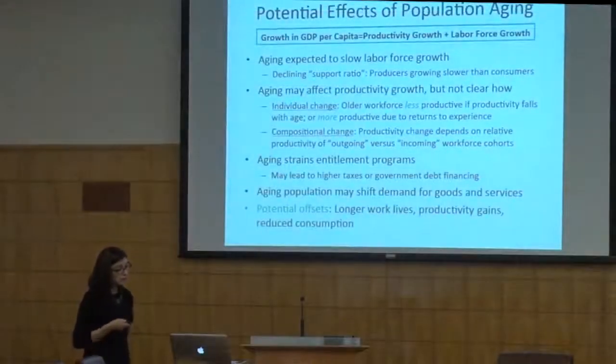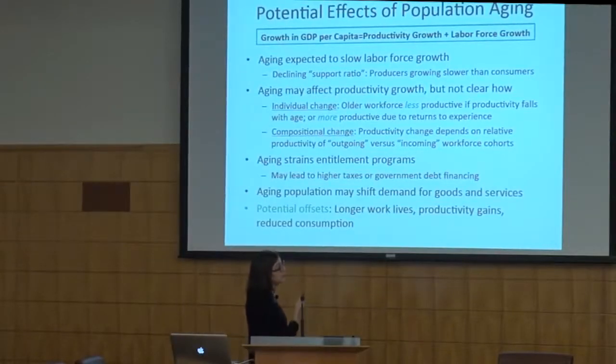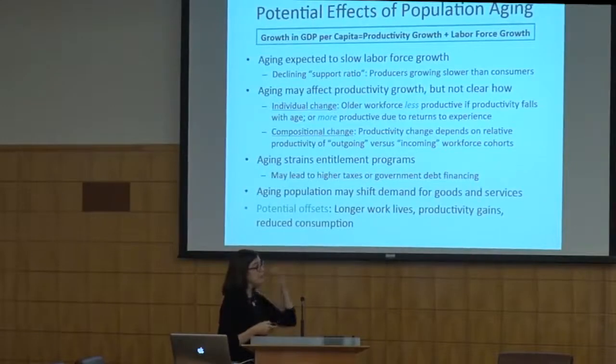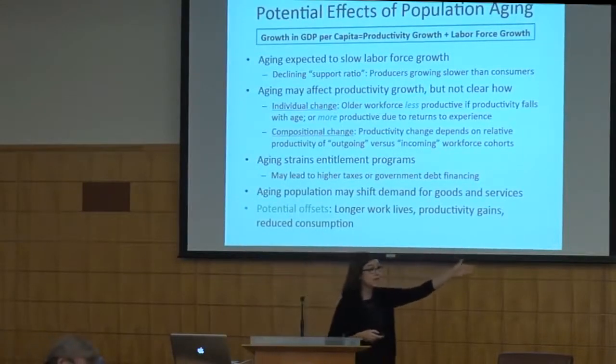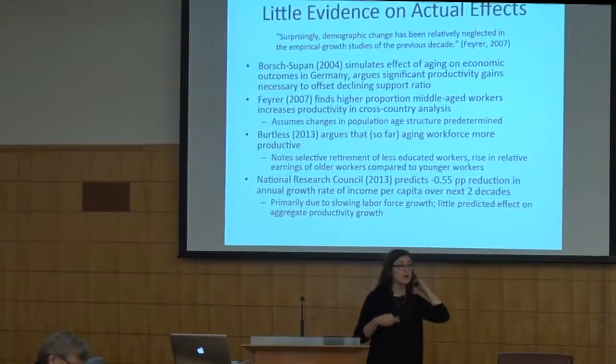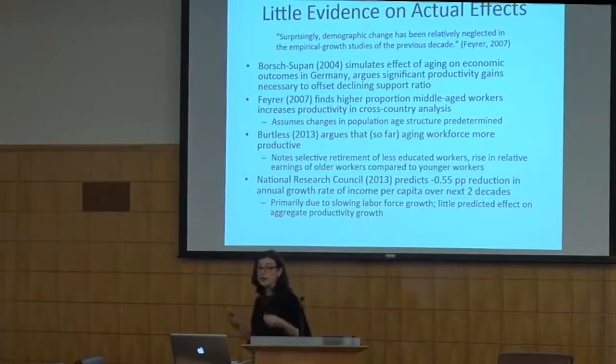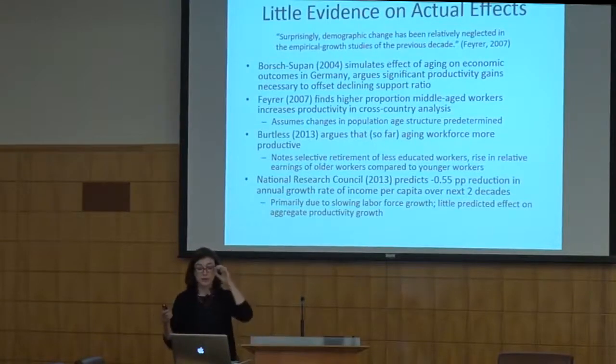There are a number of potential offsets, however, and these include longer work lives. That's the whole point of Kathleen's program. It can include further gains in productivity and even reduced consumption. It's largely an empirical question, I think, as to how all of these various forces play out in driving growth in GDP per capita and what the real scope is for these potential offsets to moderate some of these expected effects. Now, we actually have very little evidence on actual effects. We have a lot of predictions and some simulations, but very little evidence on what actually happens as a population ages, empirical evidence that is.